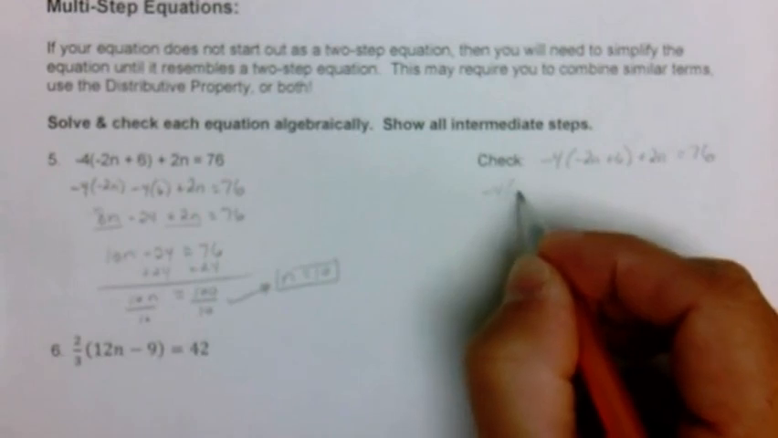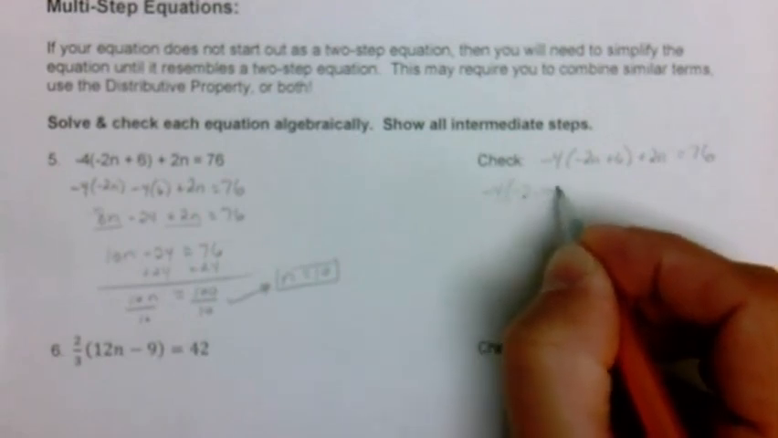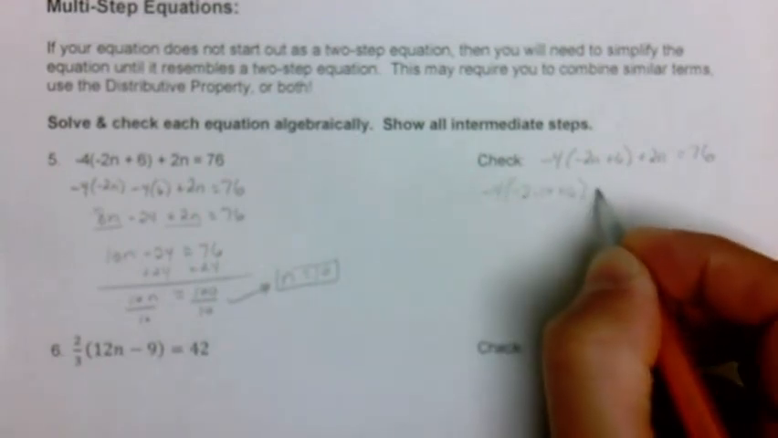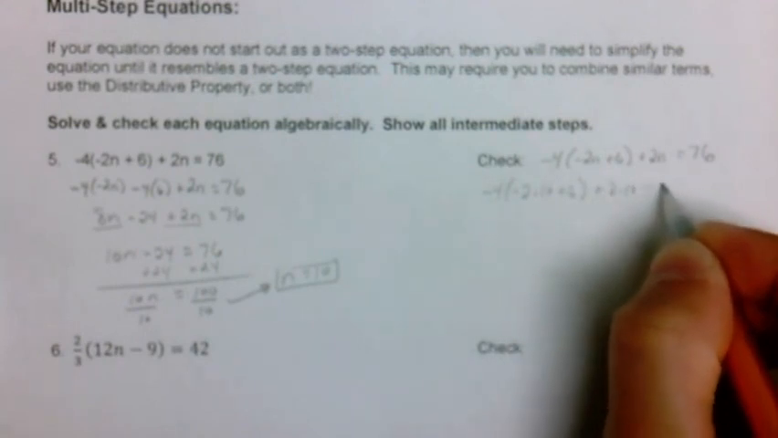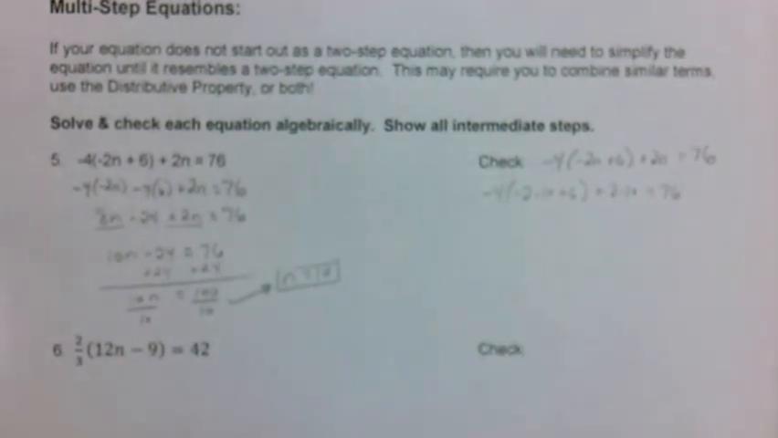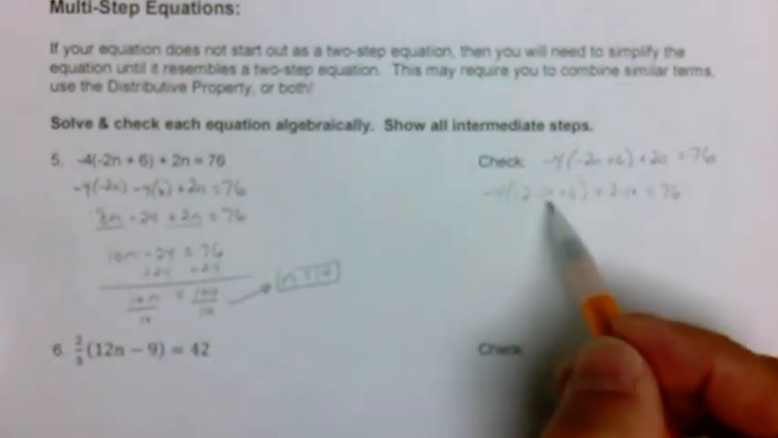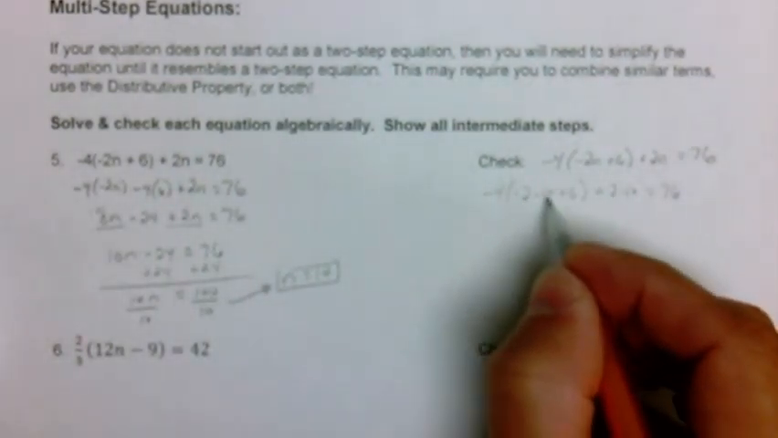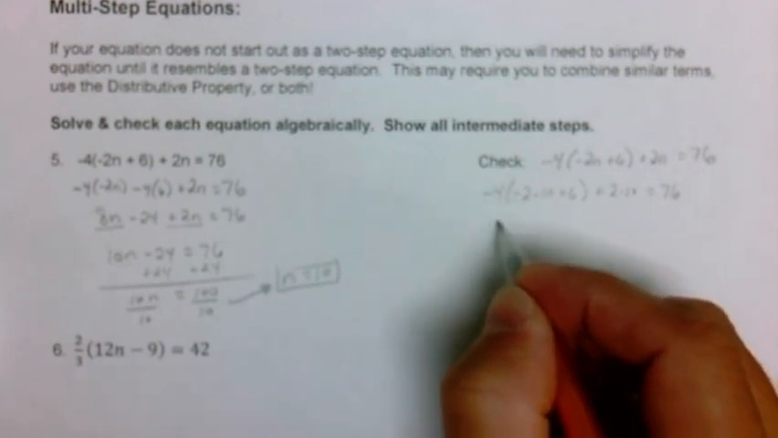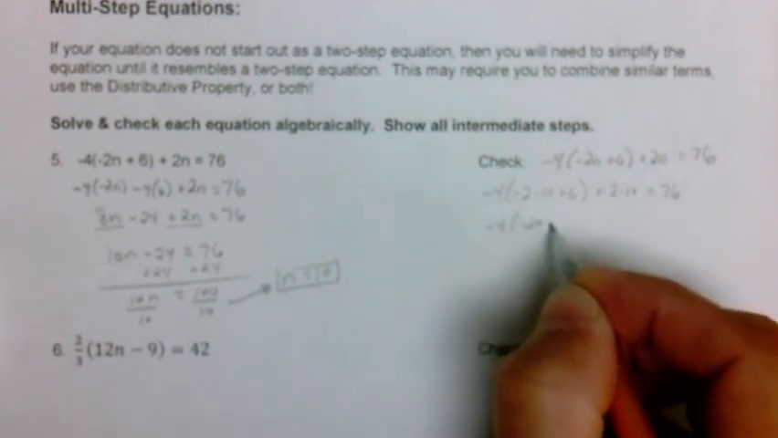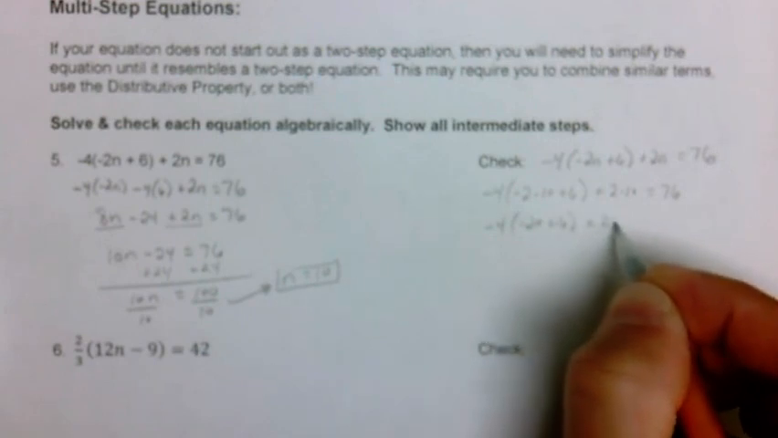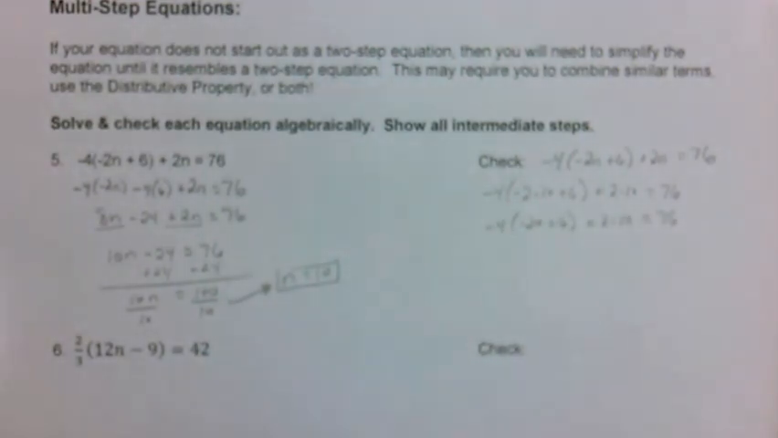Negative 4 times in parentheses, negative 2 times 10 plus 6, plus 2 times 10 is 76. And now use your order of operations. In the parentheses, we have to multiply first. So negative 2 times 10 is negative 20. So negative 4 times negative 20 plus 6 plus 2 times 10 is 76.